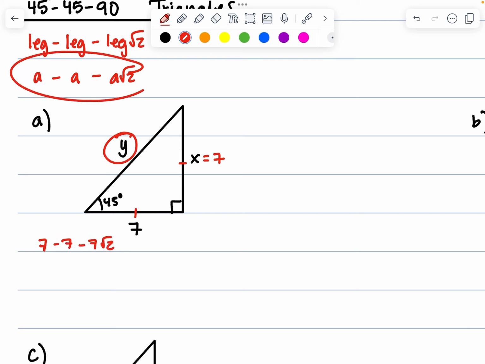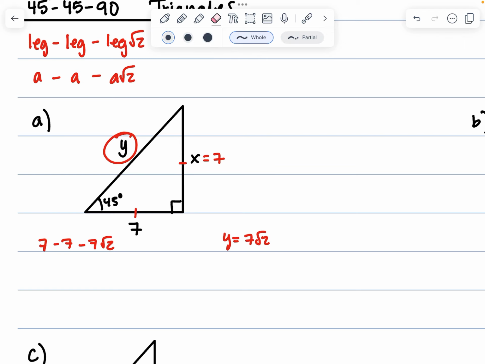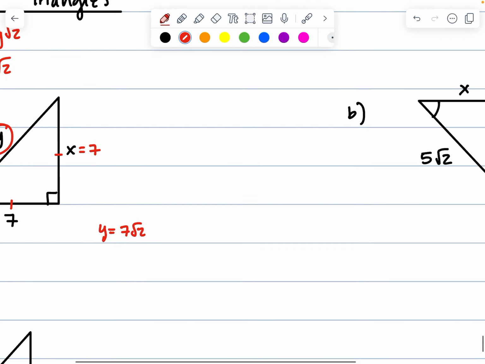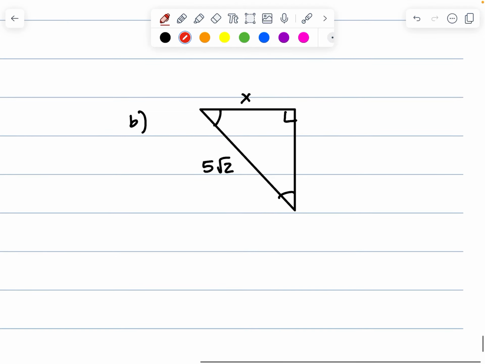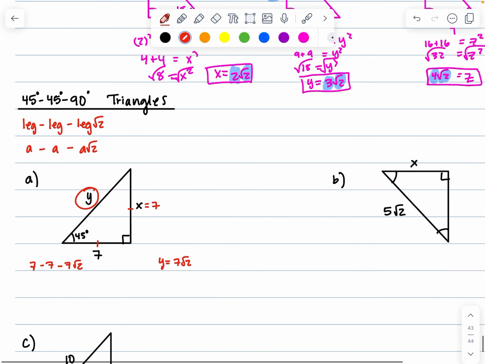Okay? And you're following this pattern, leg, leg, leg root 2. So you could jump to that conclusion. Y is equal to 7 root 2. If you don't believe me, do the math for it, and you should arrive at that same conclusion. Now, it does get more challenging, because what happens if you have the hypotenuse instead of the leg?